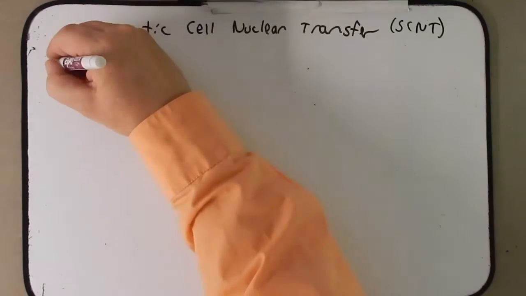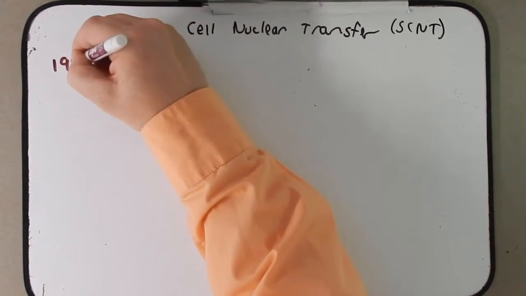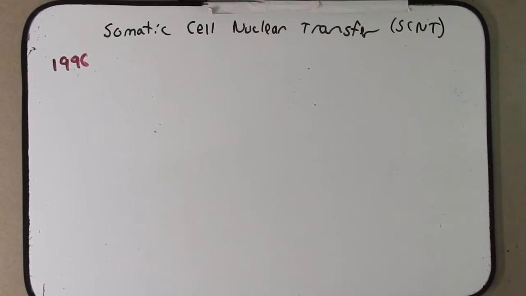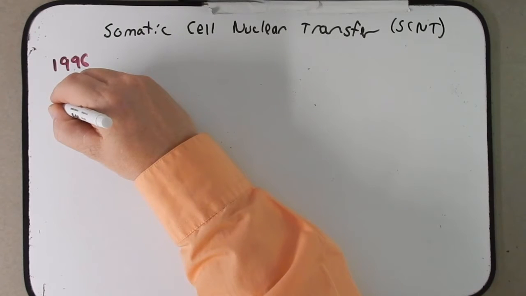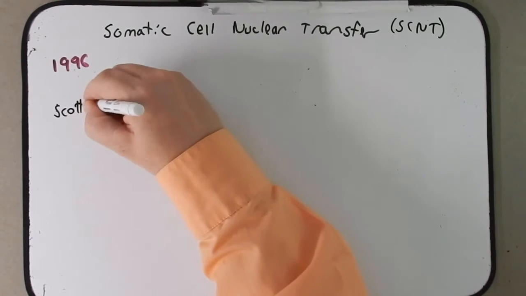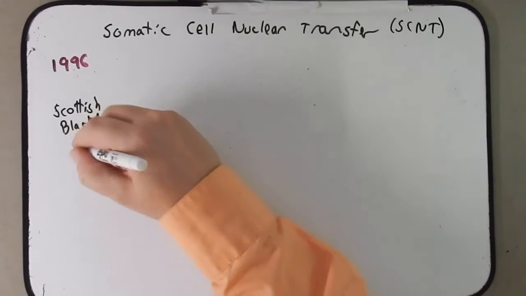And back in 1996, this was my first year as a graduate student, so I remember it well, there were some scientists. Okay, and they worked with two different kinds of sheep. The first was a Scottish blackface sheep.